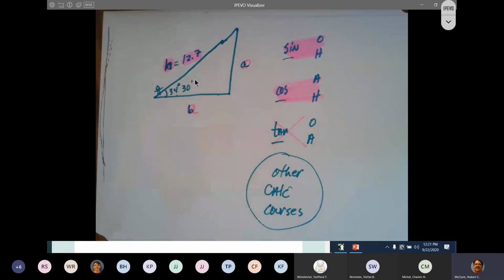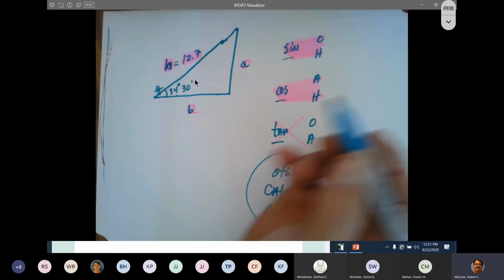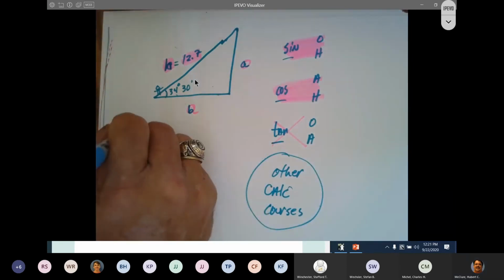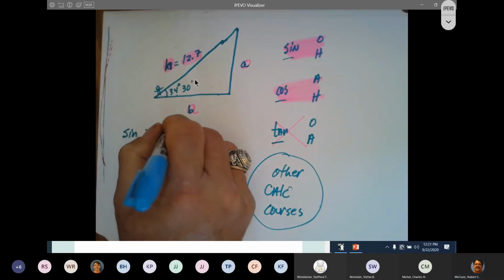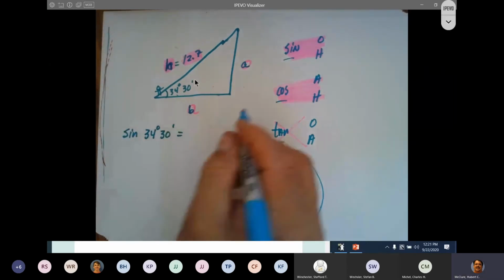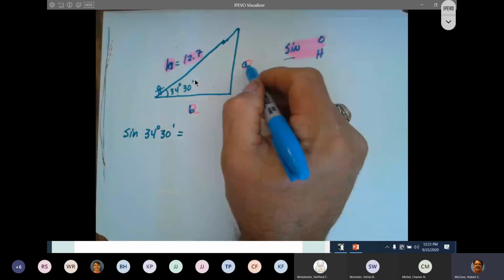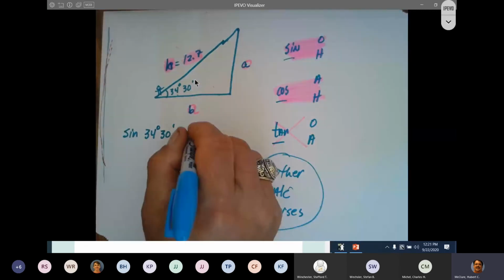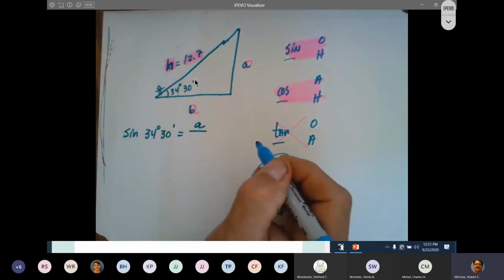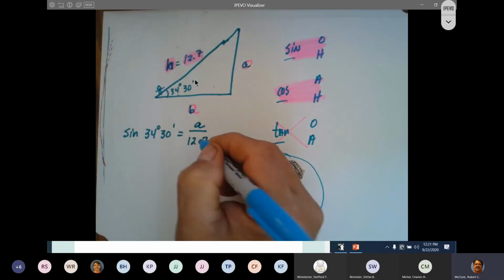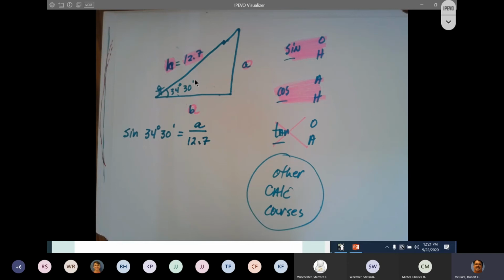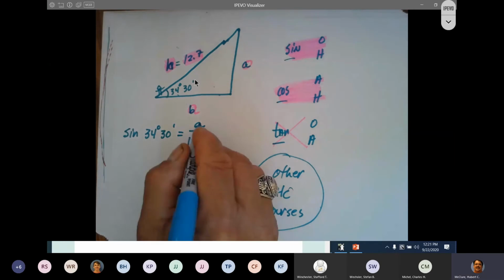Okay, so I'm going to do both, and you're going to see it gives you the same answer. So here we go. I'm going to do the sine. The sine of 34°30' is equal to opposite, or in this case A, over 12.7. Now you have an algebraic equation, and the x is right there.